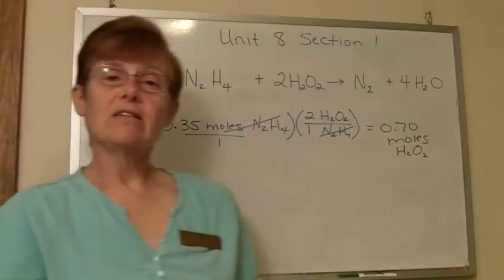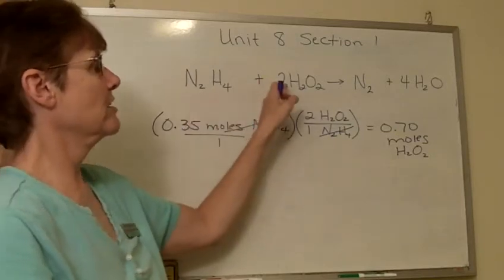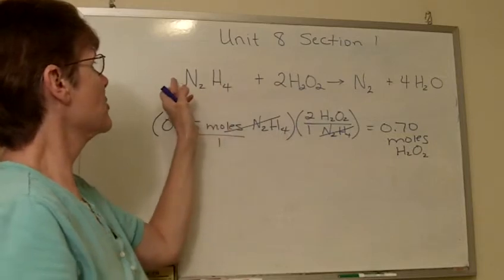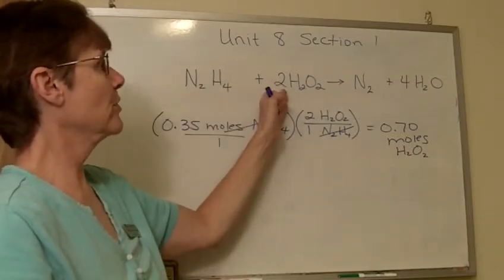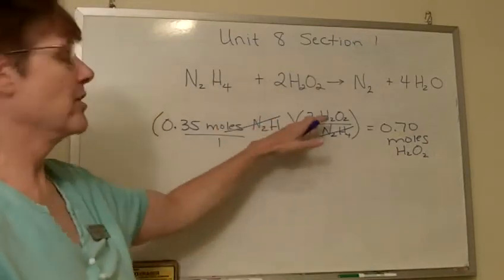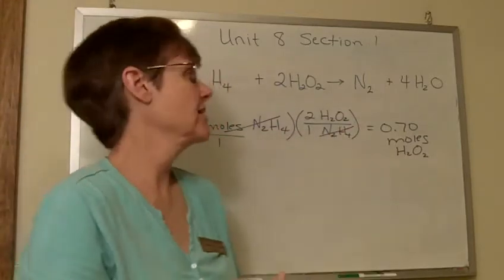Now, does that make sense? If I had 0.35 moles of this, would I expect to need 0.70 moles of this? Yeah, twice as much, because it's a 1 to 2 ratio. One of these requires two of these, so I would expect that I would need twice as much of this material. But this is the way mathematically you go about it, because sometimes you have problems that you can't do in your head like this.